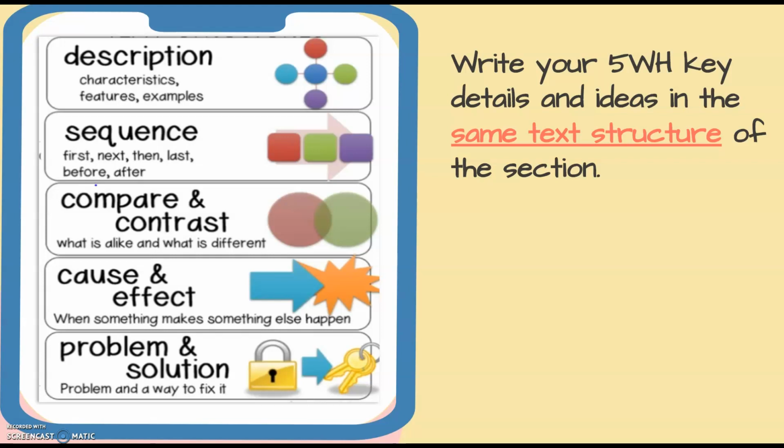So here are the 5 different text structures that you might see. Description, that means that it's describing one thing. A sequence, which means that it's in order, right? Whether that's in the order of time or how to do something. Compare and contrast, which is comparing what's alike and different about something or someone. Cause and effect, meaning when something makes something else happen. And problem and solution, right? It's giving a problem and how that problem was solved.